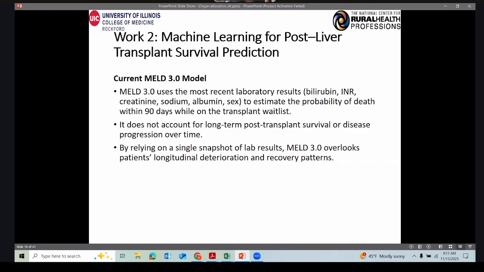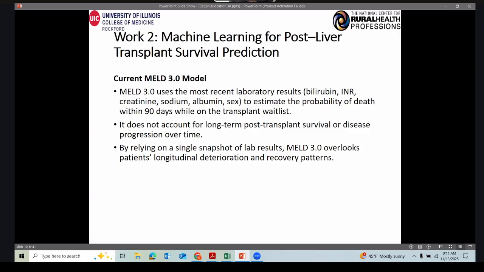Two patients might have the same MELD score today, but one has been stable for 6 months, while the other has been rapidly deteriorating. Those are very different risk profiles, yet MELD 3.0 treats them as identical. So the main takeaway is that the current MELD is limited because it does not capture disease progression or recovery patterns over time. It is like taking one photograph of a moving object. You can get a still image, but you miss the story of the motion behind it.